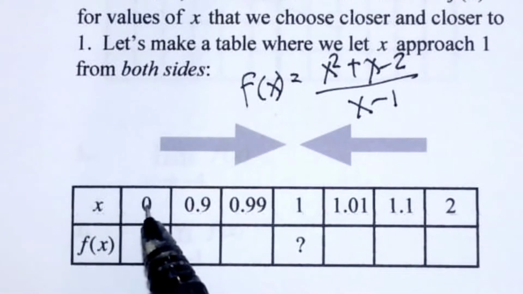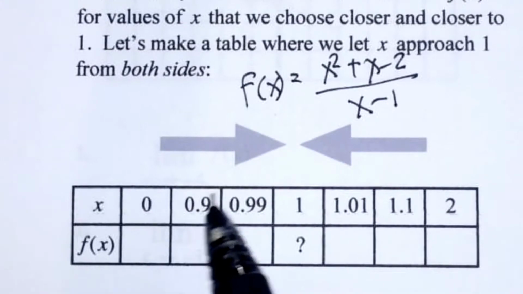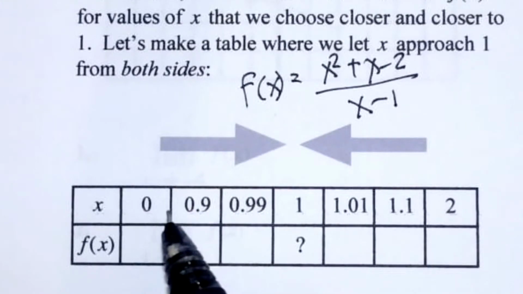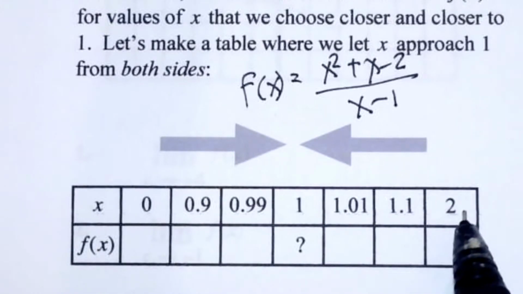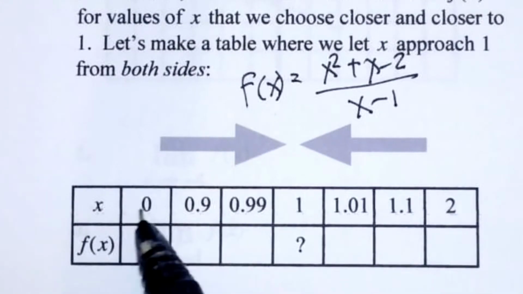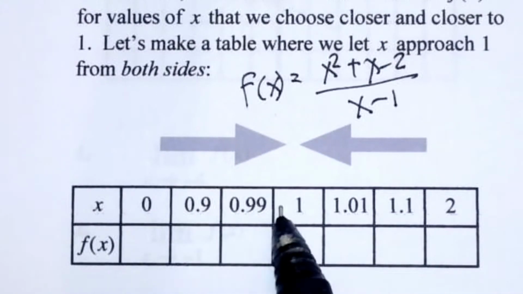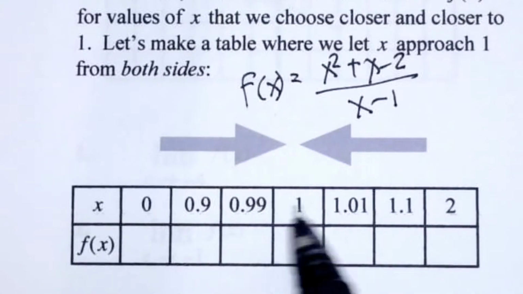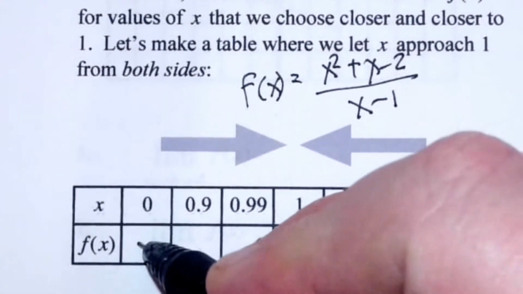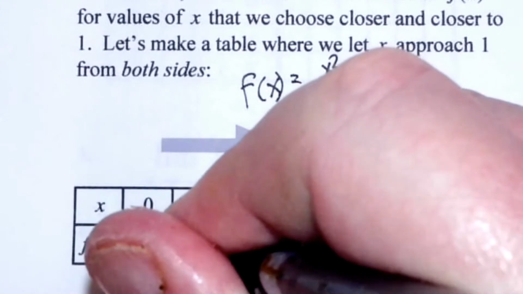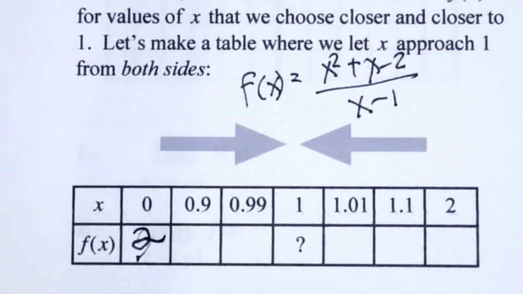So what I'm doing is I'm starting here at x equals 0 and letting x get closer to 1. And then I'm also starting at x equals 2. That's on the other side of 1. So I'm looking at values of x smaller than 1, and I'm looking at values of x larger than 1. So we can start at 2, and then go to 1.1, and then 1.01, and we'll look to see if there's any trend. Well, if we plug 0 into the function, we're going to get the value 2.